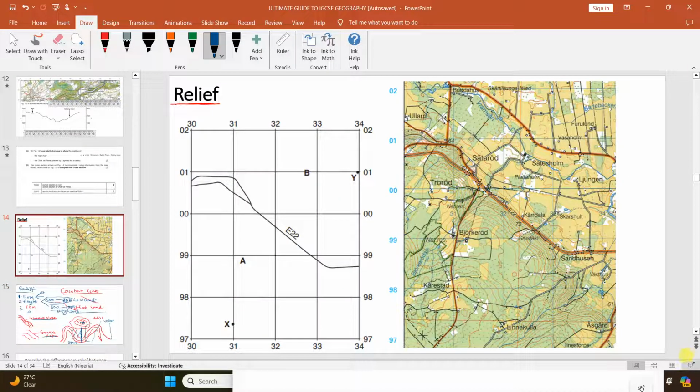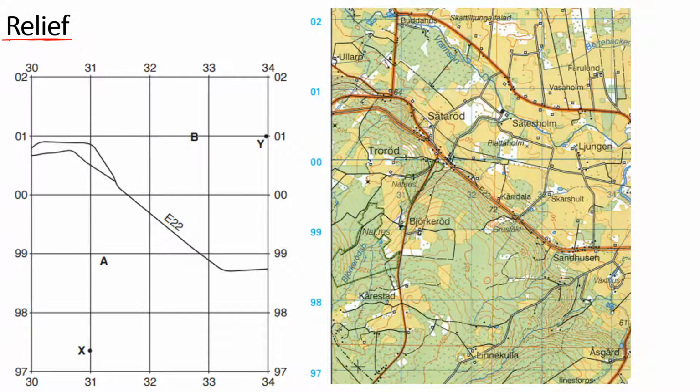This question is on relief. This map is given to us in the question paper, so we need to find the point on this map extract. Once we get a point on the map extract, this is how it looks.